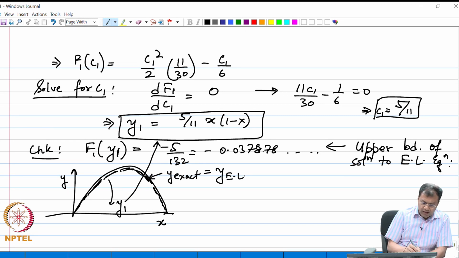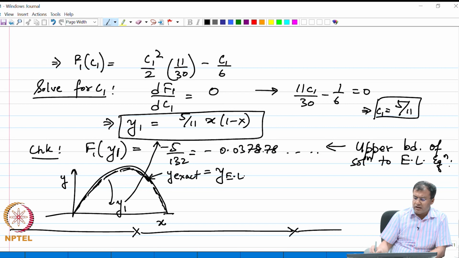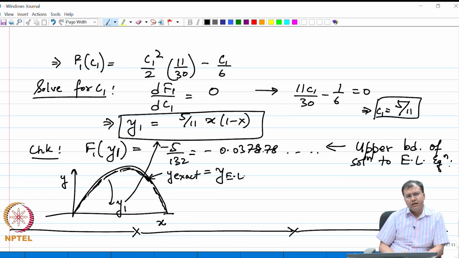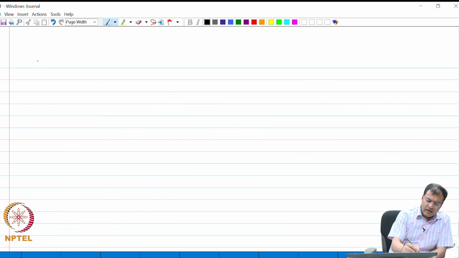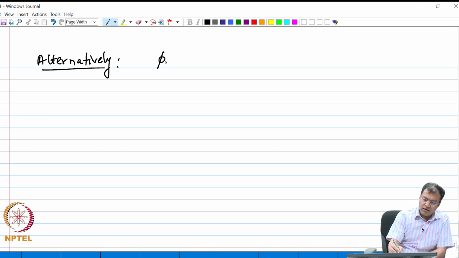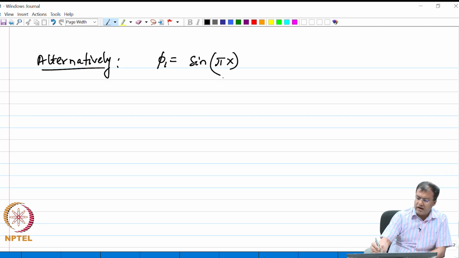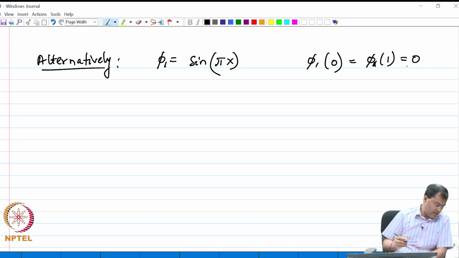Okay. Alternatively, the choice of the basis function phi is ours, and sometimes the choice is good, while at other times the choice is poor. So let us look at another choice for the same problem. Suppose we were to choose the following basis function: phi 1 equal to sin pi x. Notice that phi 1 at 0 and phi 1 at 1 are both 0.